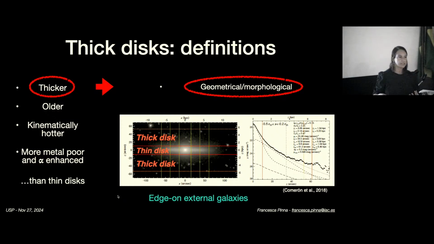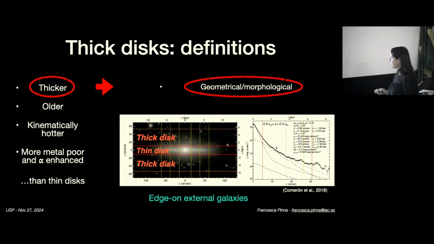So given these properties, different definitions have been used for thick disks, especially in the Milky Way, where we can reconstruct the three-dimensional structure and where we can use different properties to define thick disks in different ways. However, in external galaxies, when they are seen edge-on, we just have the projection of the galaxies, and therefore we cannot do much more than using the fact that thick disks are actually thick or thicker than the thin disk, and use a geometric definition.